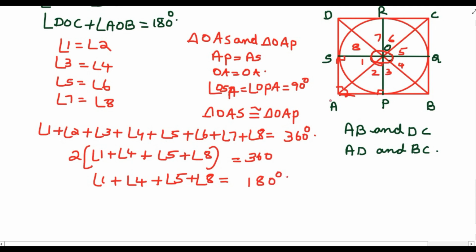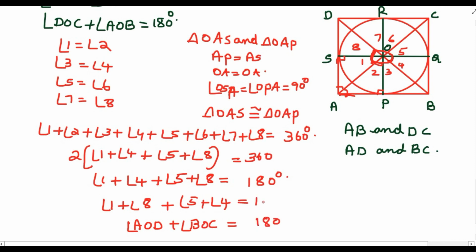Just check angle 1 plus angle 8. What is angle 1 plus angle 8? Angle 1 plus angle 8 is nothing but angle AOD. In the same way, what is angle 5 plus angle 4? Angle 5 plus angle 4 is nothing but angle BOC. So angle AOD plus angle BOC is equal to 180 degrees. This is what we need to prove.